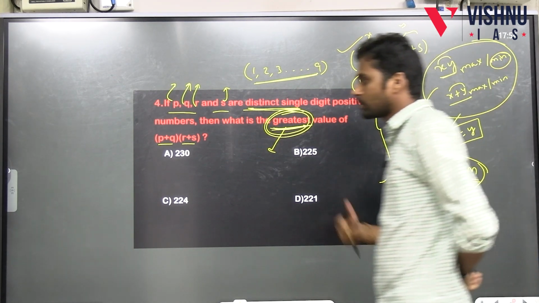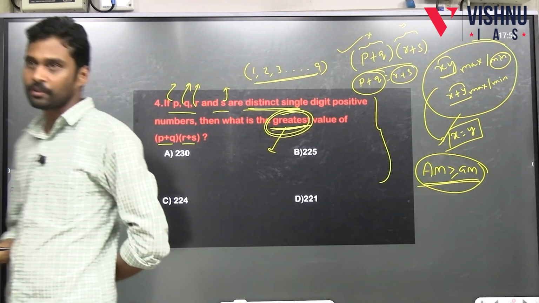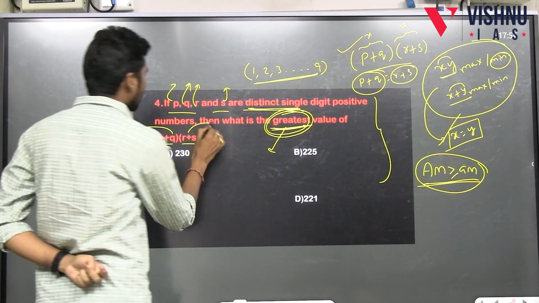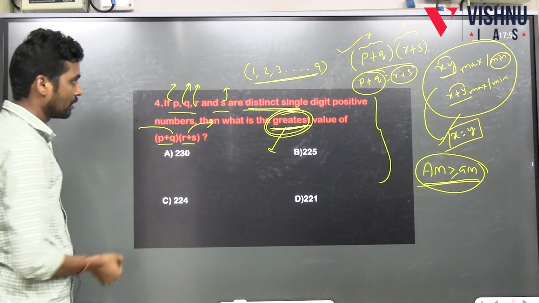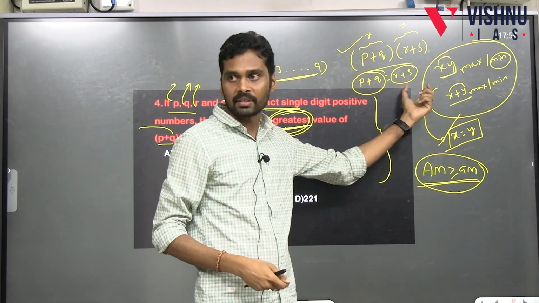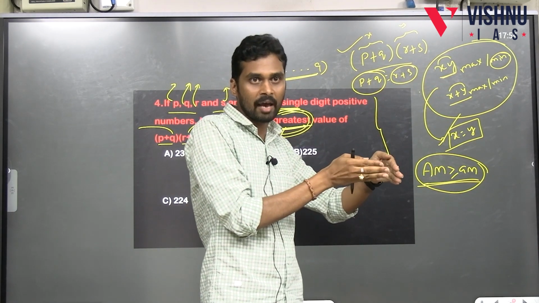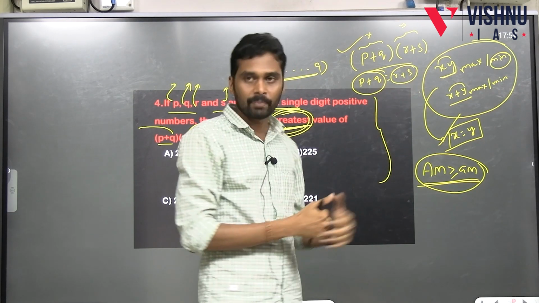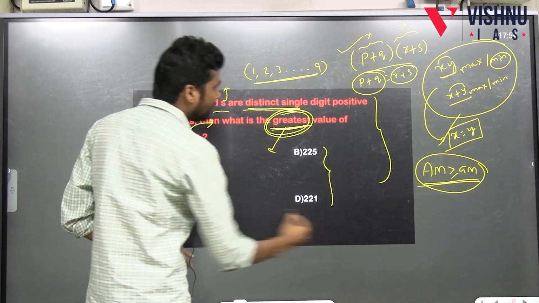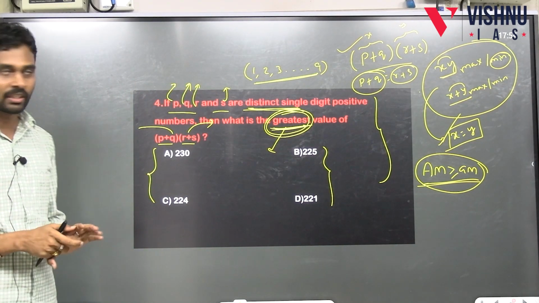And now we can go smartly by looking at the options. See, P plus Q value and R plus S value both must be the same value. Okay, that is what the condition is, right? X is equal to y means that these 2 values must be same. Whatever the P plus Q value we have, the same value should be used for R plus S. So now you look at the options. No need to take the values. Just look at the options.